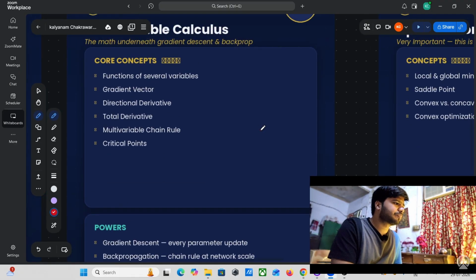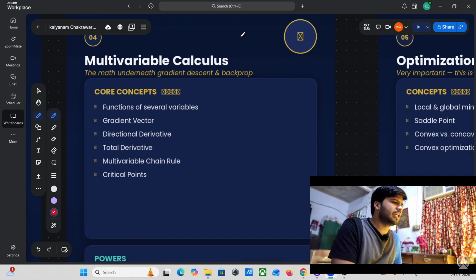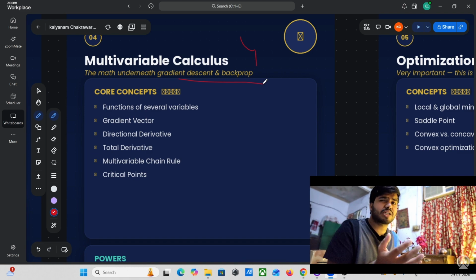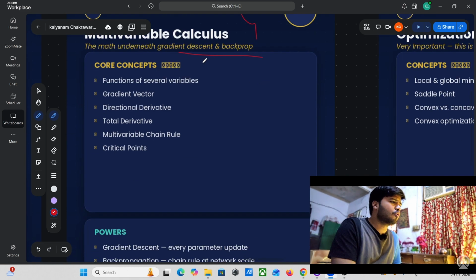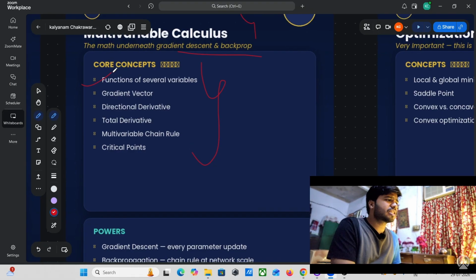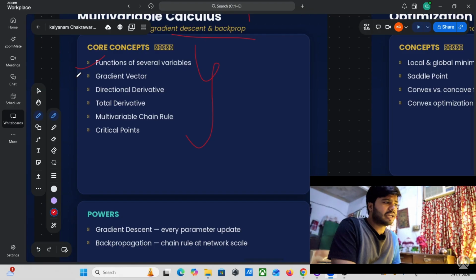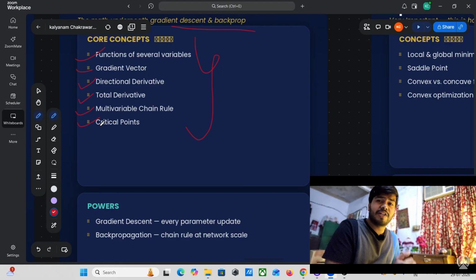And multivariable calculus is the math under the math, where gradient descent and backpropagation happen. The core concepts you need to master here are functions of several variables, the gradient vector, directional derivatives, total derivatives, the multivariable chain rule and critical points. These are very, very important topics.